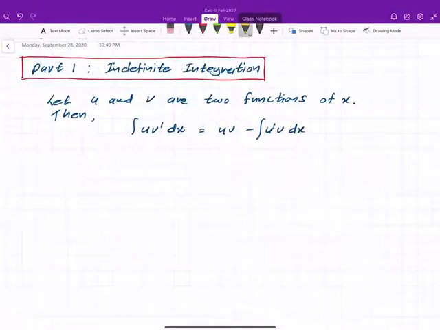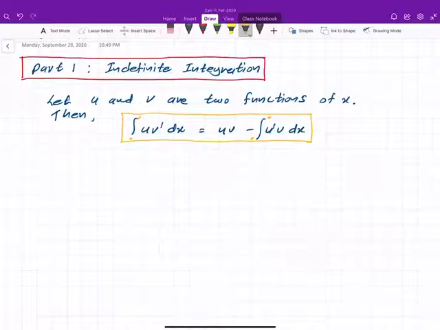So this is the formula for integration by parts. This is the case where we work on indefinite integration. All right, since it is indefinite integration, you don't have limits here. If this were definite integration, you would have limits like 5 to 6, 7 to 8, or something like that.